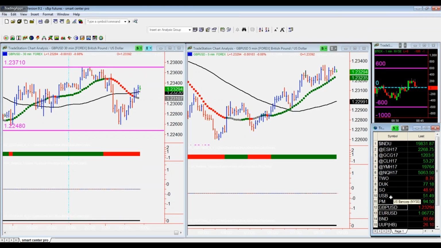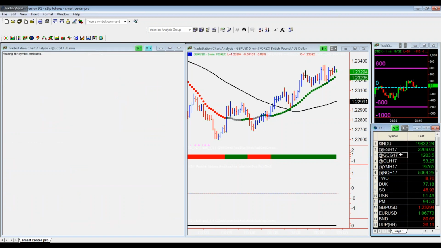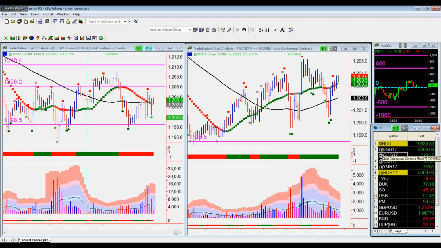If the S&Ps can push here, USB might pay today. Let's take a look at gold again. Be a little leery about this breakout to 1206. Dow's up 100 now.